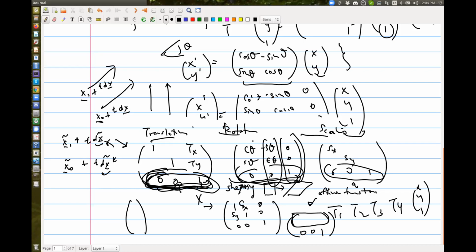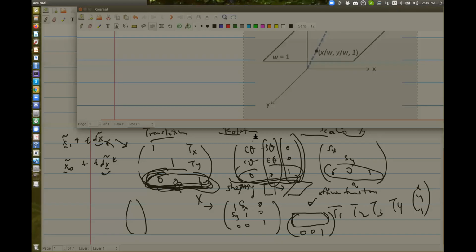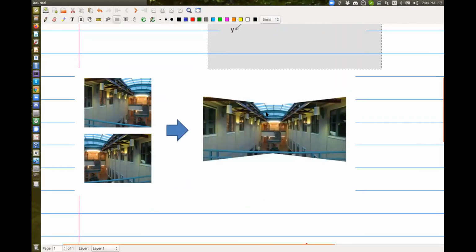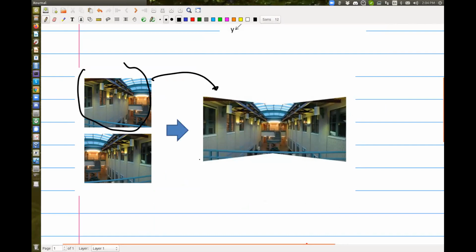So now, let me give a question here again. I have this image here and I want to warp it to this shape so that I can do image stitching. Is this an affine transform?